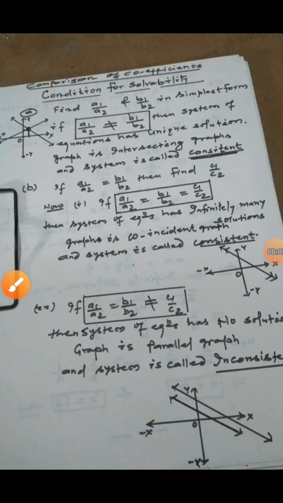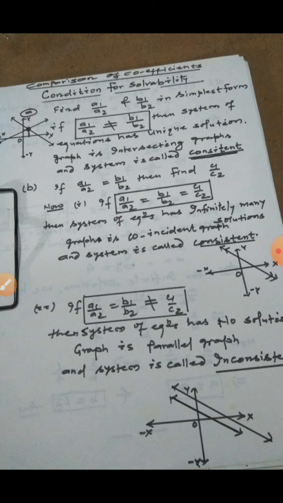Hello students, good morning. Today we will see an important concept related to a pair of linear equations in two variables. It is called the condition for solvability. In this topic, we will find the ratio of coefficients.